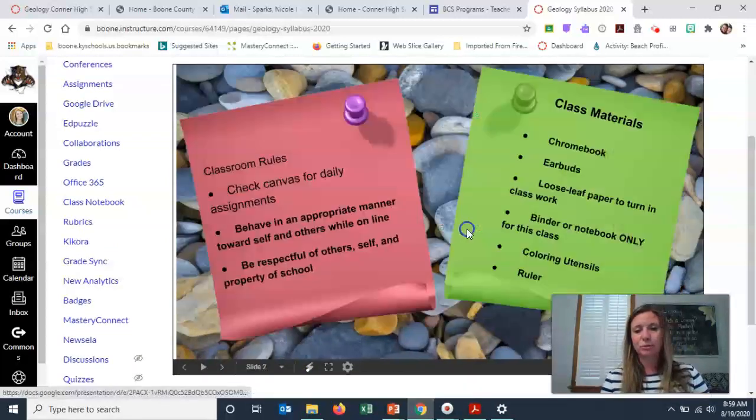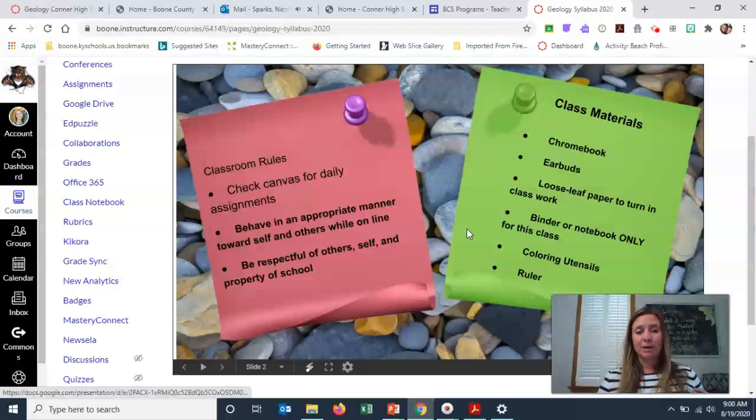So, classroom rules, whether that be virtual or in the class. I am going to try to run it virtual. Even if we are in the class, we'll probably have everything posted here because I do have a couple of students that will be virtual all year long. So we'll always be checking Canvas for daily assignments.